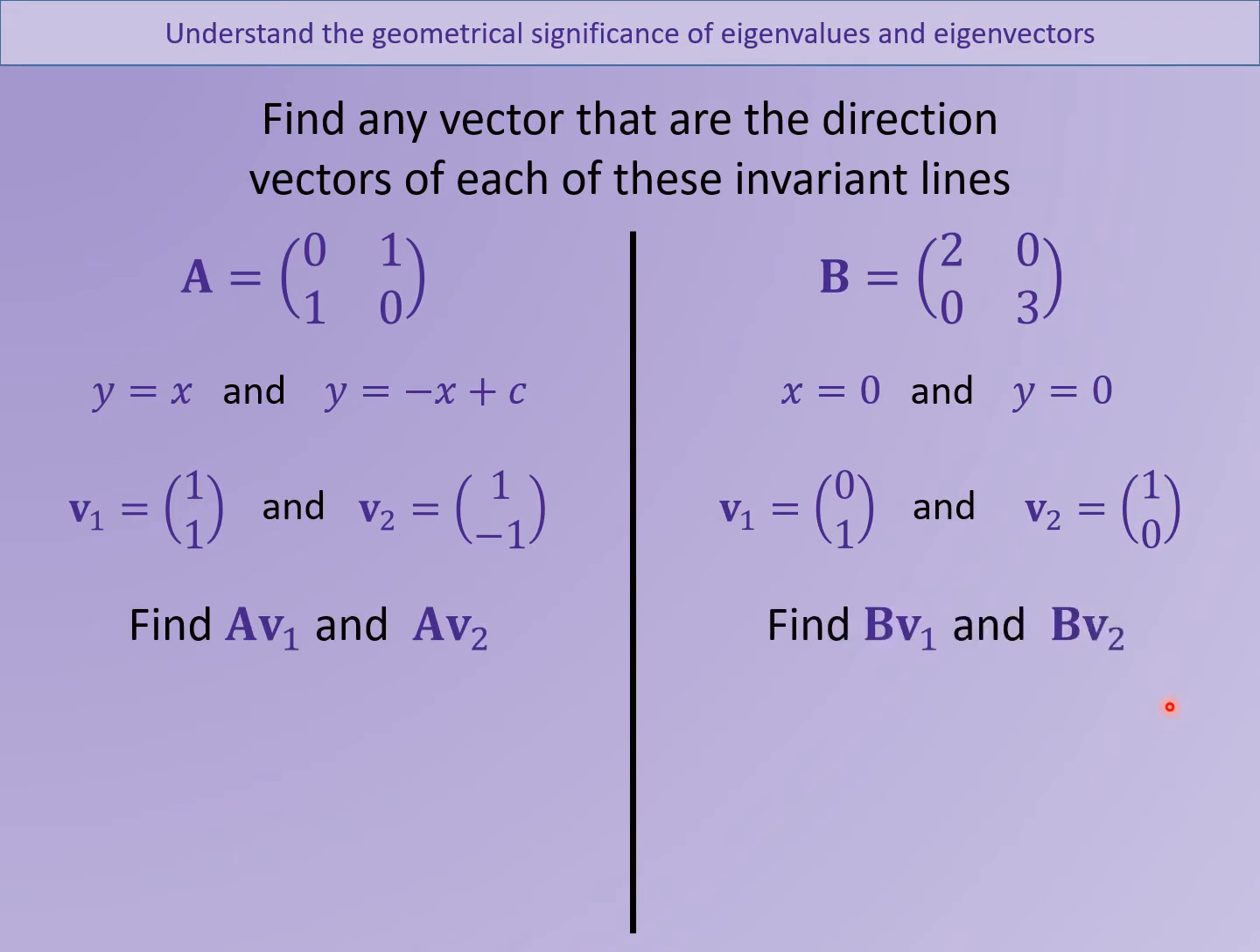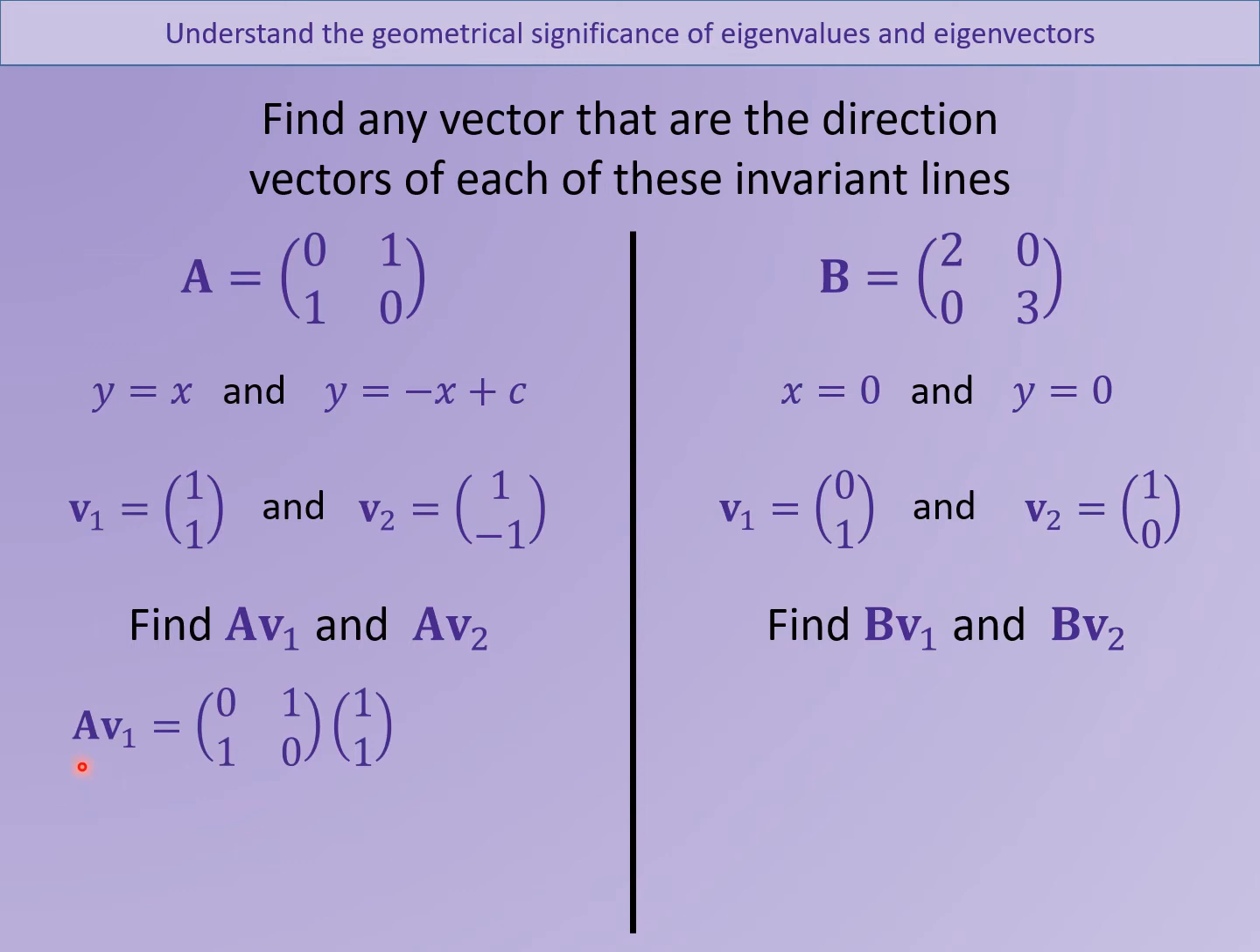Right, what I'd like you to do is, for each of these, find the transformation matrix itself multiplied by the vector in the direction of the invariant line. Let's have a go at figuring out that multiplied by that, then that multiplied by that, and so on for B. Okay, again, just pause.